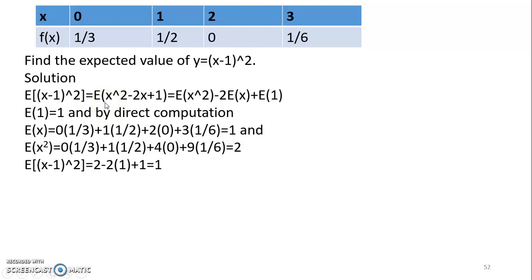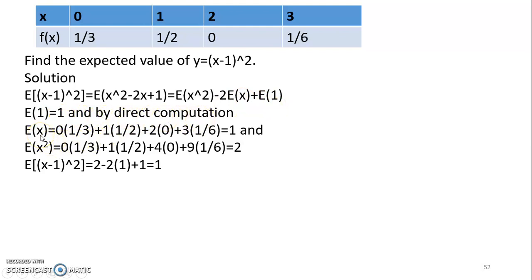Applying the law of expected values of combinations of random variables, this is going to be equal to the expected value of x squared minus 2 times the expected value of x, where 2 is a constant, plus the expected value of 1, which is a constant. And remember, the expected value of a constant is equal to that constant, which is 1, by direct computation.